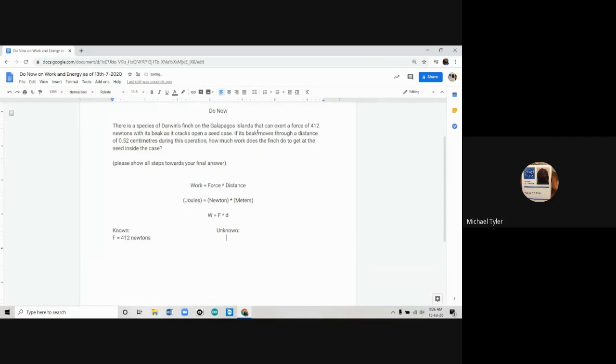So let me come over here. I'm going to hit enter and come over. And you're telling me the distance. That's lowercase d, like we talked about. Then it's 0.52, and we said centimeters, right? But with that said, we can't really use centimeters like that. We have to use meters. So we've got to step down and convert this into something we can use for the work equation.